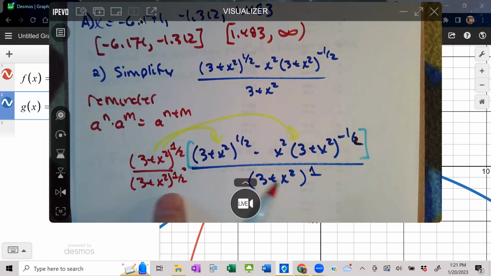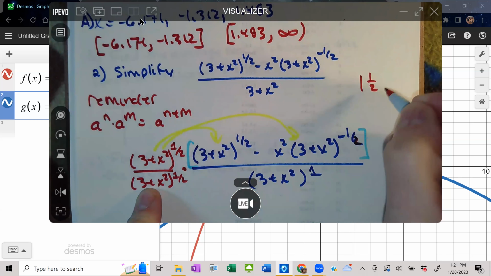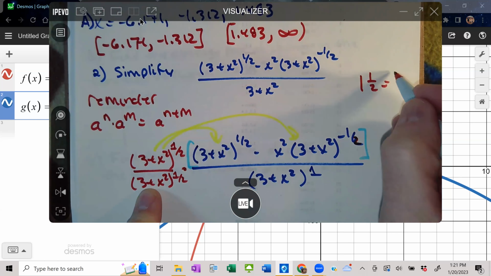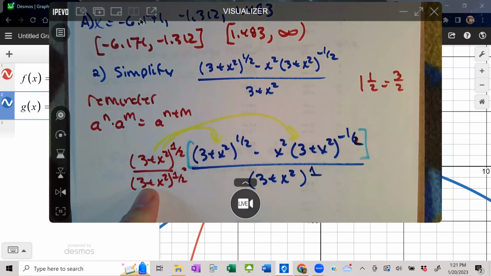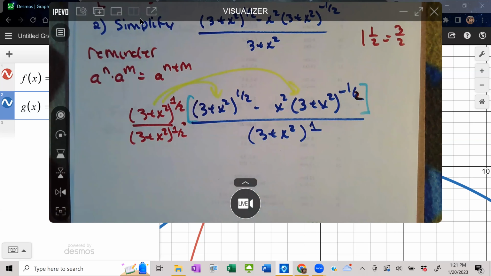Now here, there's no distributing. I'm just multiplying two things with the same base. So let's start in the denominator. When you multiply things with the same base, I add the exponents. 1/2 plus 1 is 1.5, or 1 times 2 is 2, plus 1 is 3/2. And that's the way I'm going to write this, as 3 plus x squared to the 3/2 in the denominator.